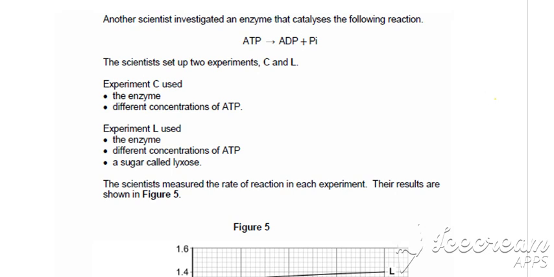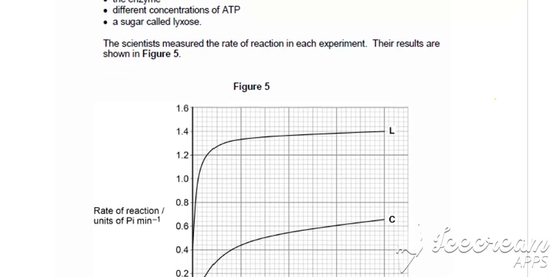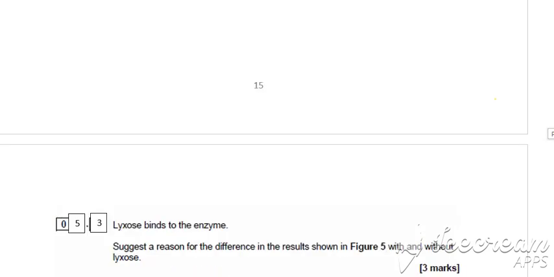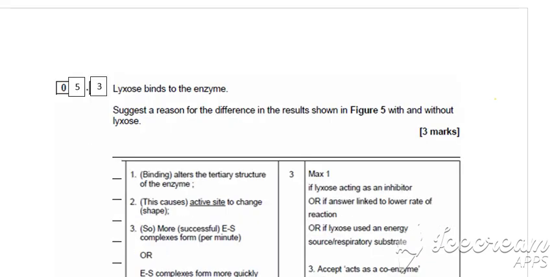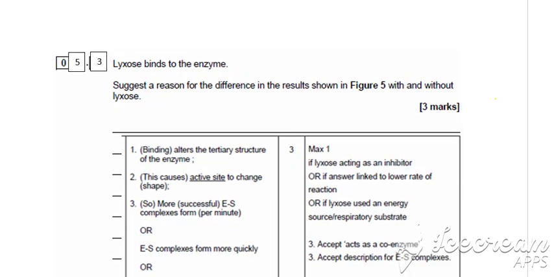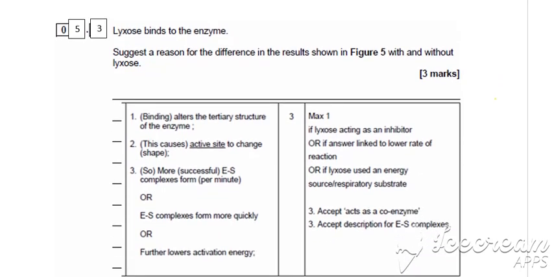The scientist measured the rate of reaction in each experiment, and the results are shown in this graph. So we can see that for L, the rate of reaction is much higher than C. So our question, 5.3, tells us that lysose binds to the enzyme, suggest a reason for the difference in results shown in figure 5 with and without the lysose.